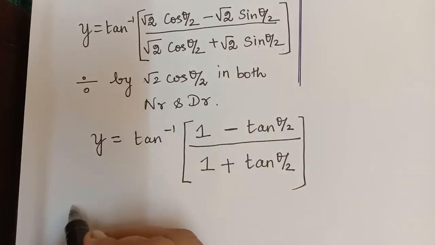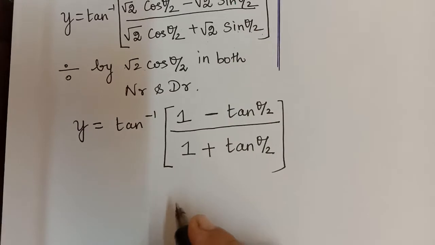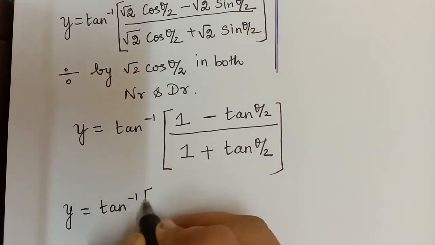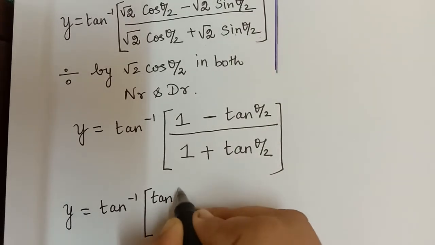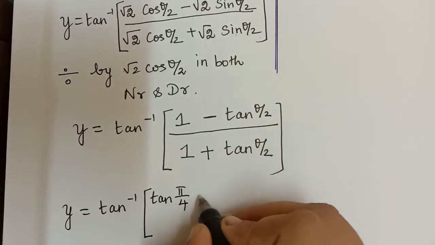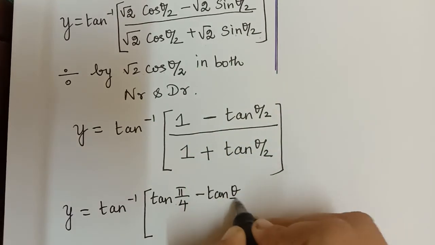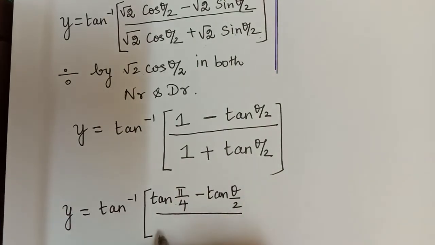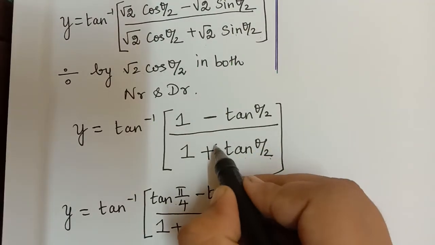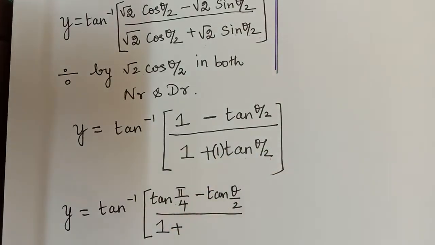we can replace and write it as, so y is equal to tan inverse of, now instead of 1 we can write tan pi by 4, because the value of tan pi by 4 is 1, minus tan theta by 2, the whole divided by, again here we can have 1 itself, plus tan theta by 2, which is multiplied with 1, right? So this can be written as tan pi by 4 tan theta by 2.